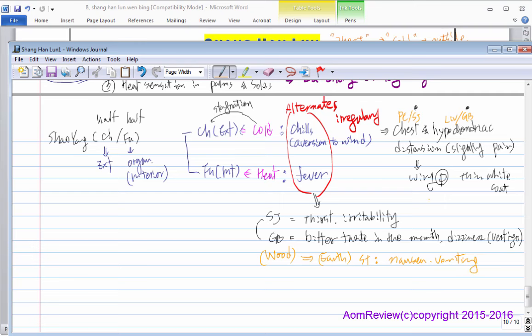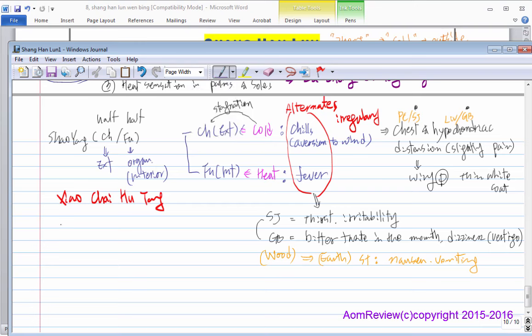These are other signs. So all together we saw chills and fever, chest and hypochondriac distension and pain with wiry pulse, and also thirst, irritability, bitter taste in the mouth, or dizziness and vertigo with nausea and vomiting. These are what we call the Xiaoyang stage. What formula can be used for this one? Xiao Chai Hu Tang is used.